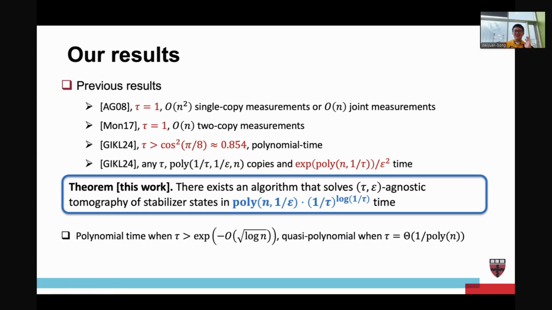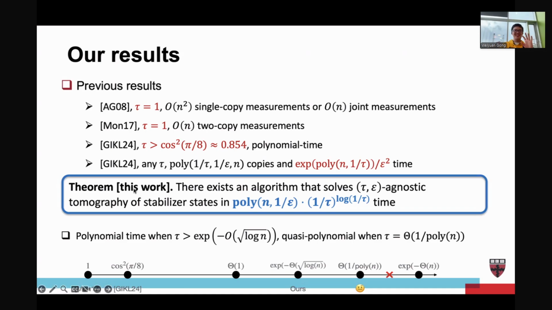Okay. So let's draw a figure on all the content in this page. Like the previous result, we know an efficient algorithm for tau equals cosine squared pi over 8. And for this work, we improve from this point to this point. We show that there's an efficient algorithm until inverse sublinear. And what we don't know is whether there's an algorithm that works for smaller tau. But later we'll talk about this when we talk about lower bounds.